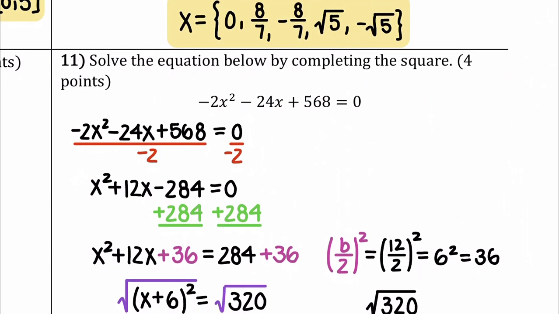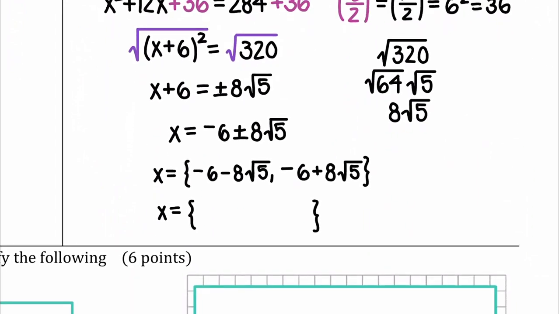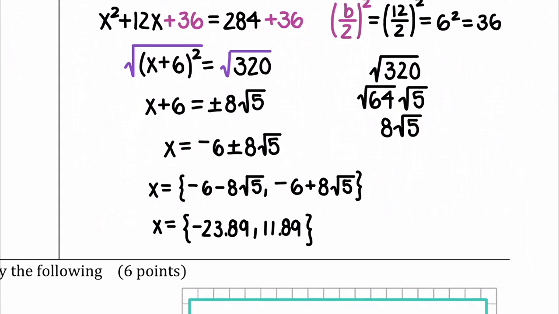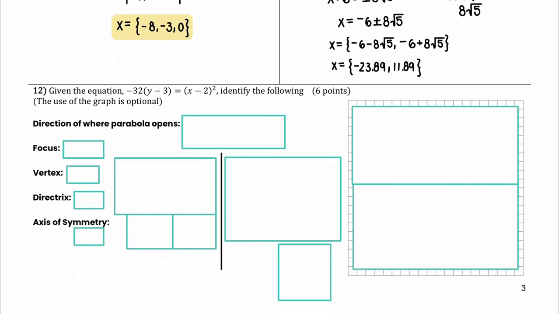And so from here, the question didn't say to write it in decimal form, so that means that we're done. But let's say hypothetically, because I believe I put it on the other practice exam, if they ask us to round to the nearest hundredth, we have 23.89, and for the other one, we're going to have 11.89. So that's how we would write our answers if they ask us for a decimal version.